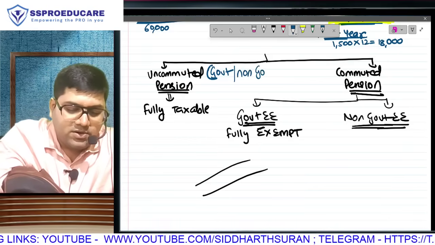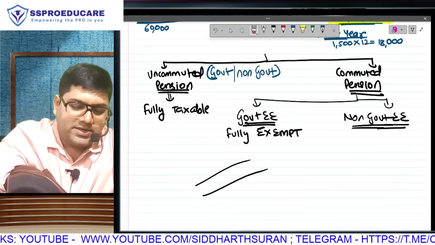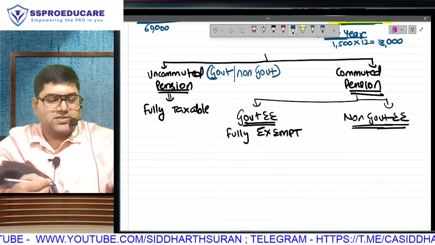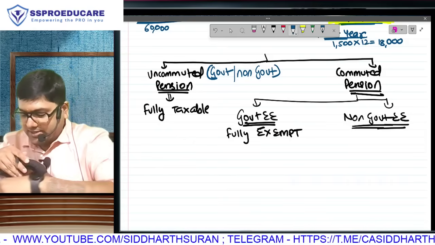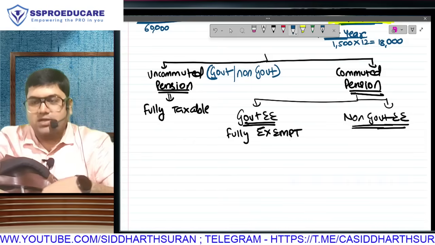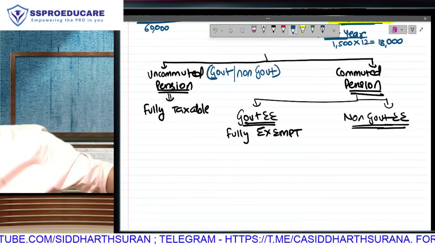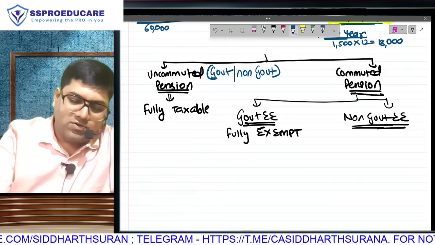Whether government or non-government, it is going to be fully taxable. Periodic pension is always going to be fully taxable. Whatever exemption we give is only and only if it is lump sum. When it is lump sum, what is the tax treatment for government employees? Fully exempt. But what about non-government employees?